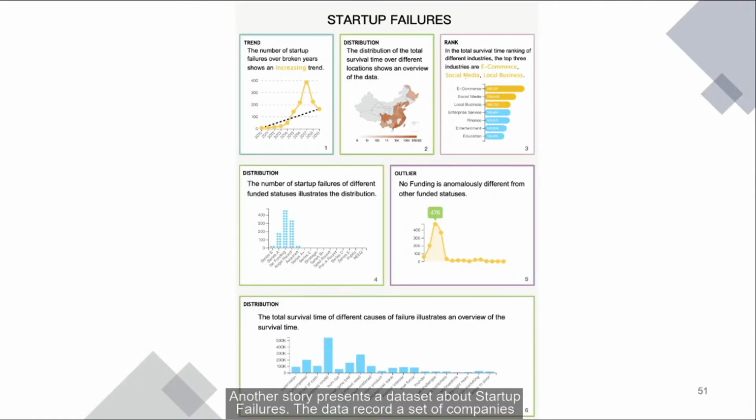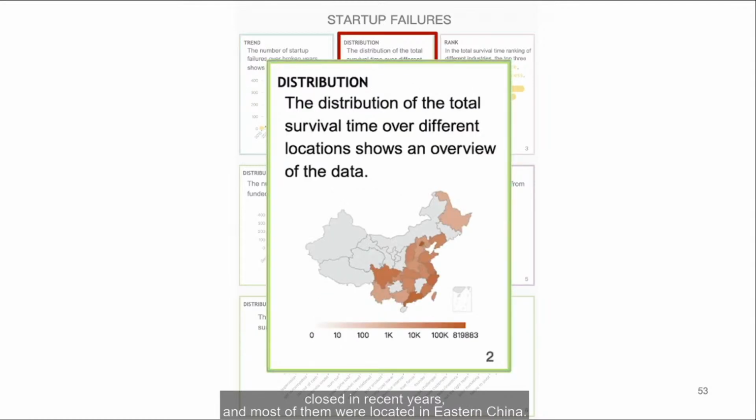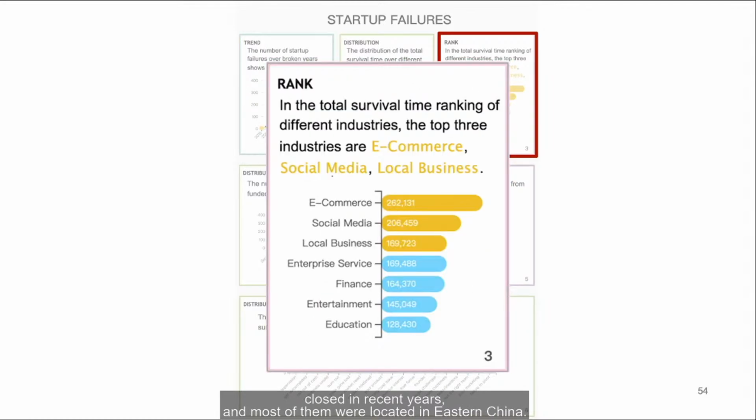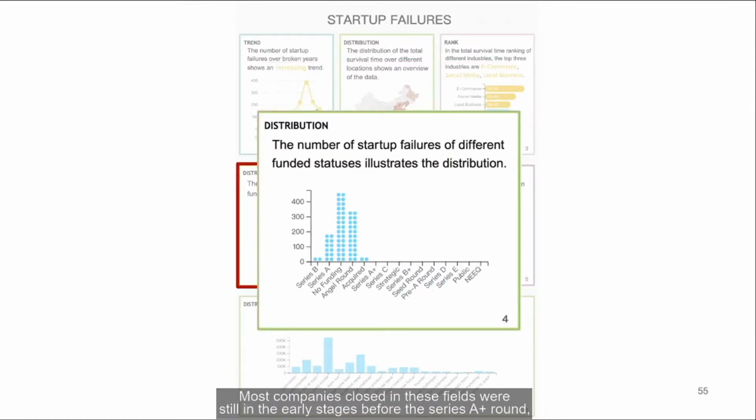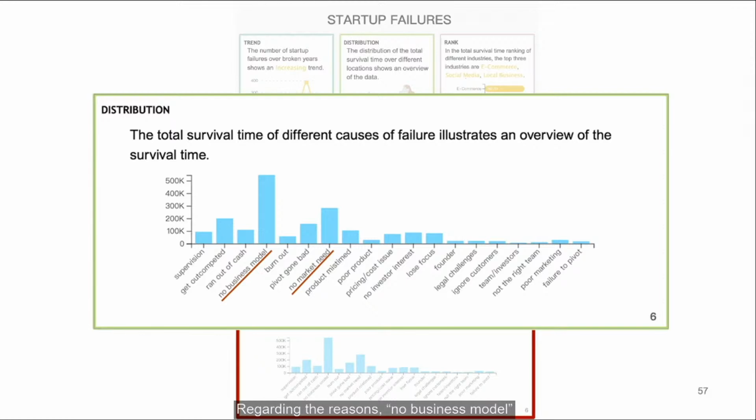Another story presents a dataset about startup failures. The data record a set of companies closed in China from 2010 to 2019. The story shows that numerous companies closed in recent years, and most of them were located in eastern China. The most dangerous fields were e-commerce, social media, and local business. Most companies closed in these fields were still in the early stage before the Series A+ round, and some even closed without receiving any investment. Regarding the reasons, no business model and no market need were the most frequently occurring problems in these startup companies.